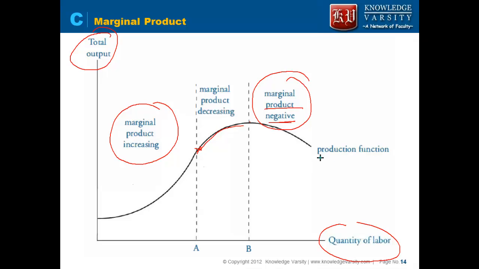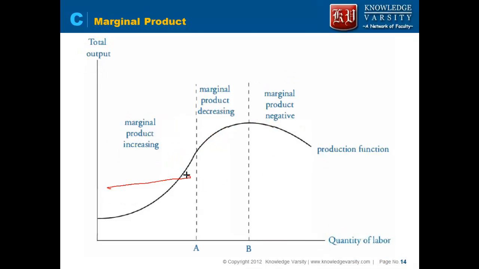So this is your production function. What you see is, up till point A you have an increasing marginal product. Between A and B you have a decreasing marginal product, but still it is positive. And then beyond B the marginal product is decreasing and it is negative. This is your quantity of labor as you hire more and more labor.